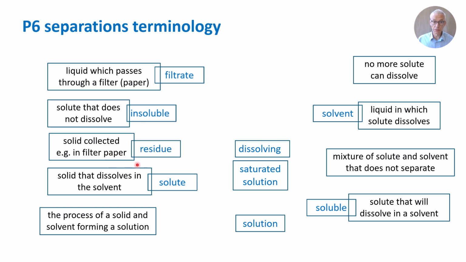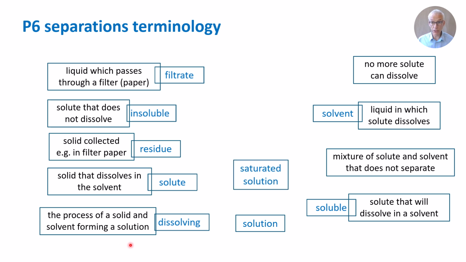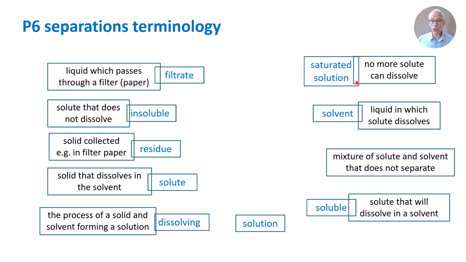A solid collected, for instance, in a filter paper is termed a residue. The process of a solid and solvent forming a solution is dissolving. A solute where no more can dissolve is called saturated. And a mixture of solute and solvent that does not separate is a solution.